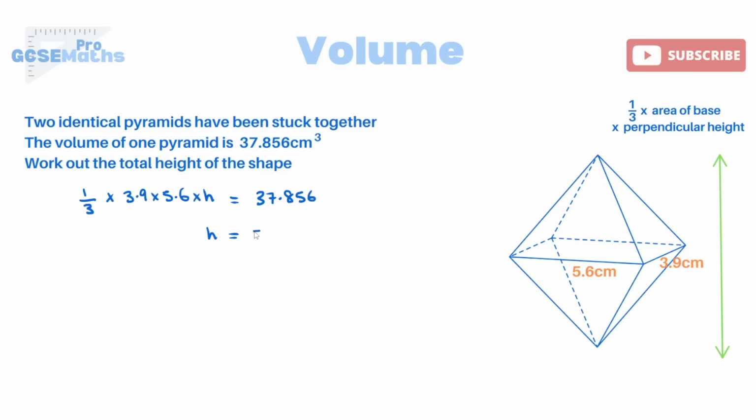So luckily we've got quite a nice number there. 5.2 centimeters. But don't forget that is not the final answer because we want to know the total height of the shape. So that would be 2 lots of 5.2, wouldn't it? Which is 10.4. Because that height is 5.2, isn't it? And then you'd have the same again. So 10.4.